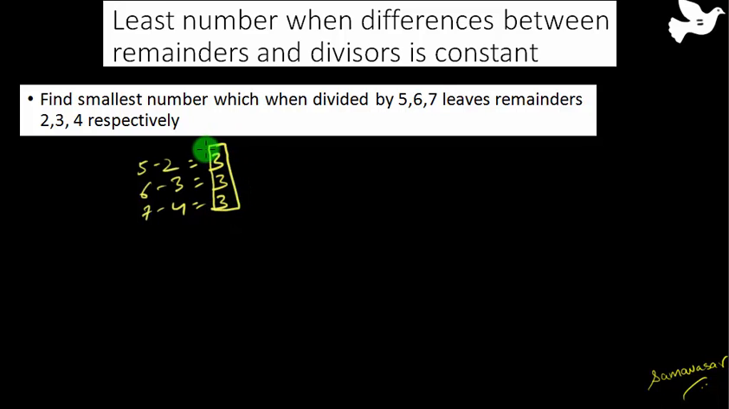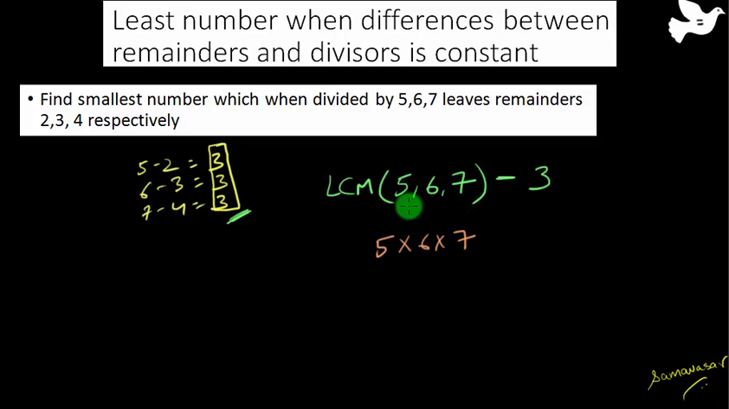If that is the case, then if I am supposed to find the least number, all I need to do is take the LCM of these numbers 5, 6, 7. Obviously it's the least number, so it has to involve LCM, and you simply subtract the difference from here. In this particular case, the LCM of 5, 6 and 7 is basically 5 multiplied by 6 multiplied by 7, because there is no common factor. So LCM is just equal to the multiplication, that is 210. Now I subtract 3 from this, I get 207, and this is my answer.